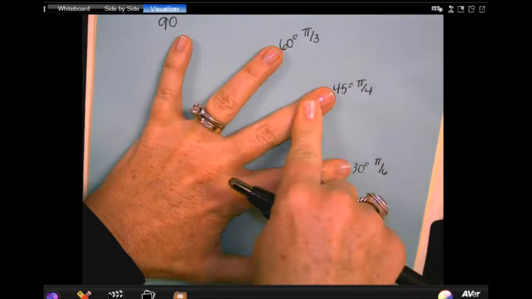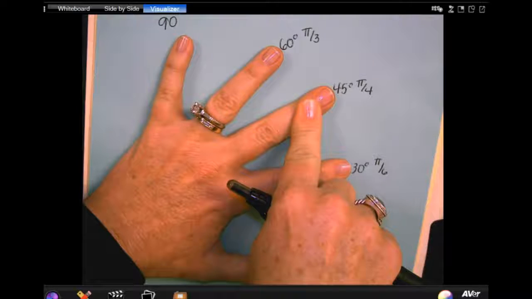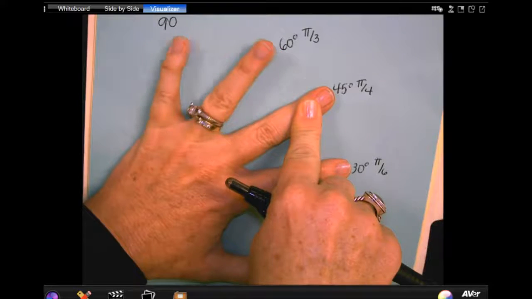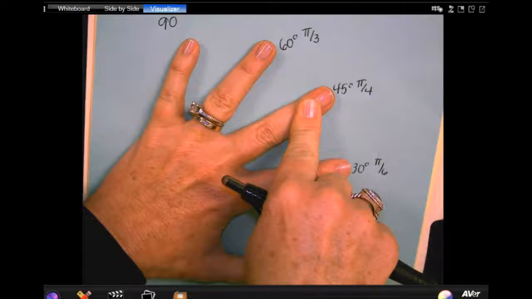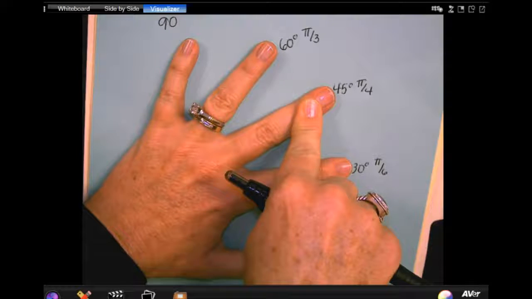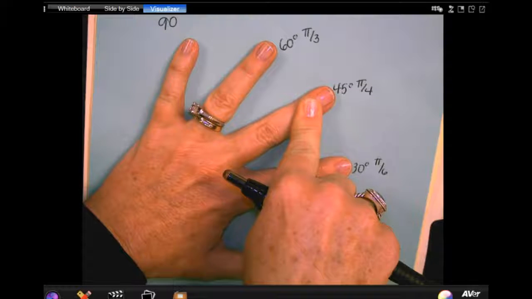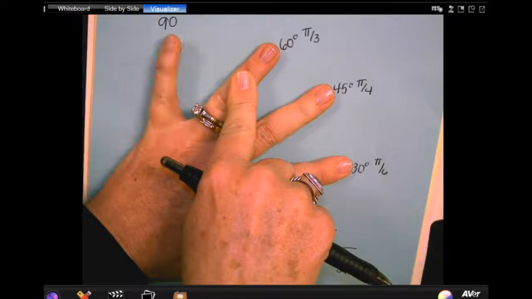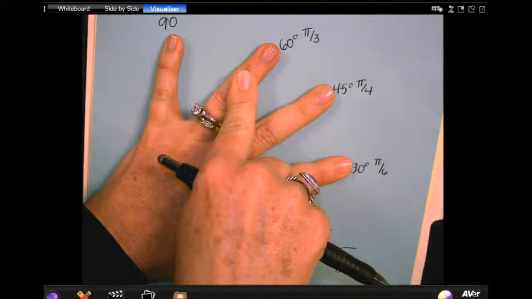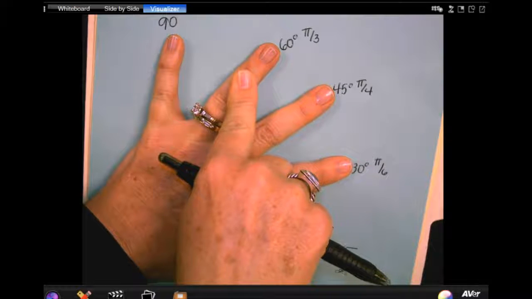At 45, if I want the cosine of 45, how many fingers above? Square root of 2 over 2. Sine is below. How many fingers? Square root of 2 over 2. 60 degrees. Cosine, how many fingers above? So 1/2. How many fingers below? Square root of 3 over 2.